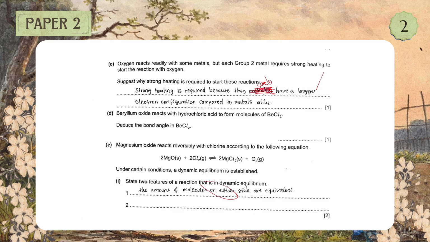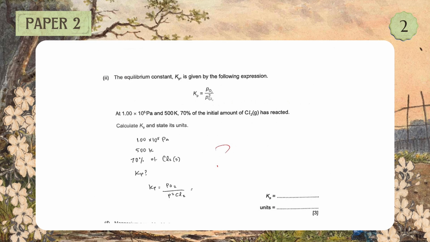For 2Ei, the forward and reverse reactions occur at the same rate. Why? Because both reactions continue simultaneously, but neither reaction causes any overall change in concentration. So for 2Eii, I write first the expression for Kp. Since only gases are included, solids are ignored. That gives me Kp equals PO2 over PCl2 squared.